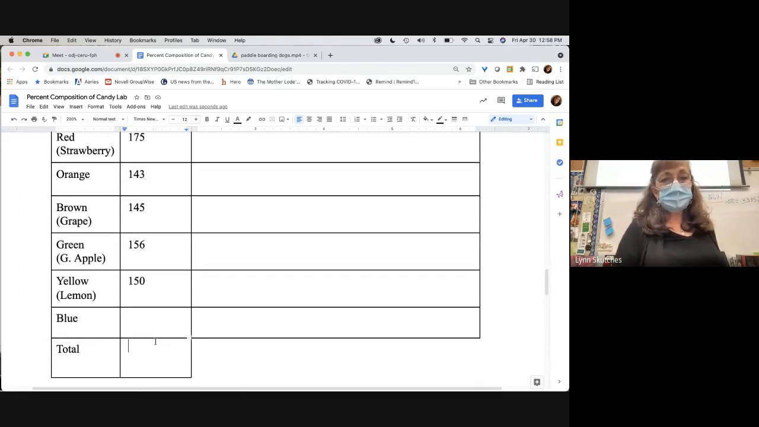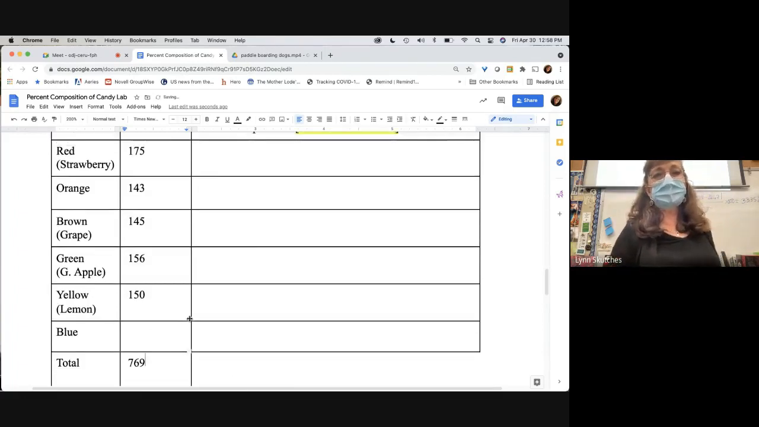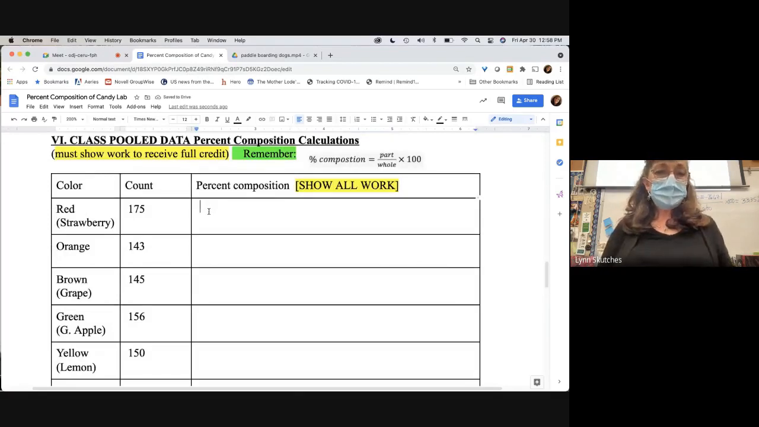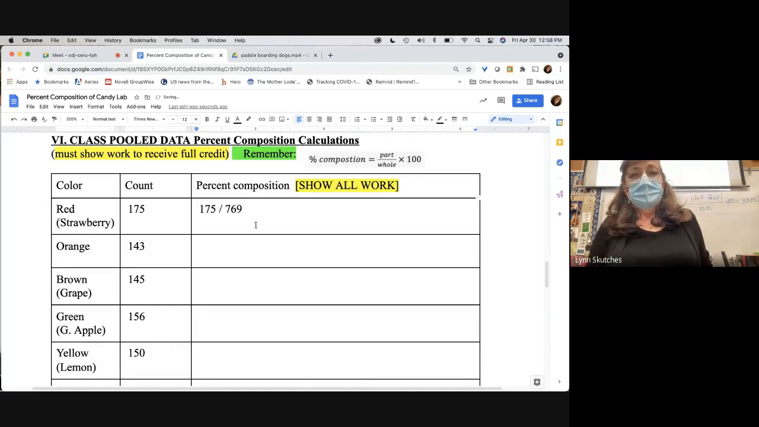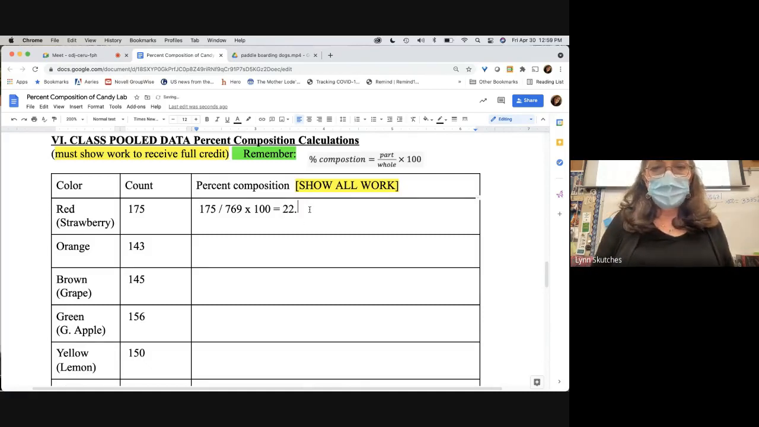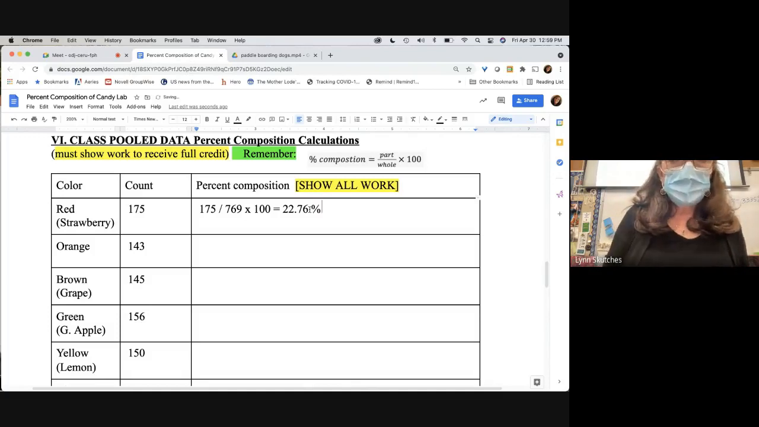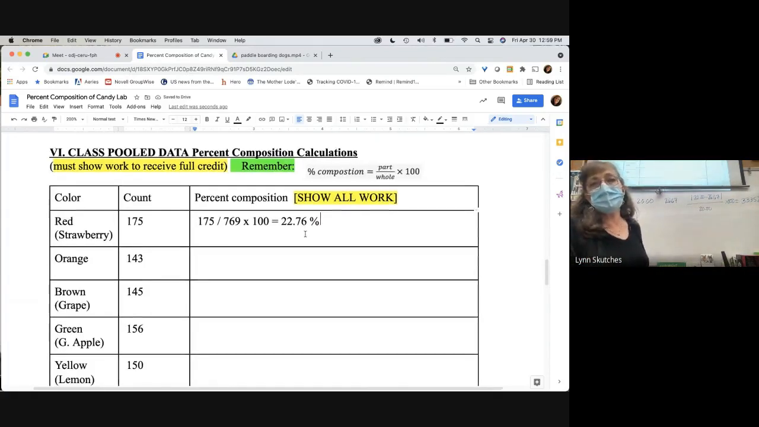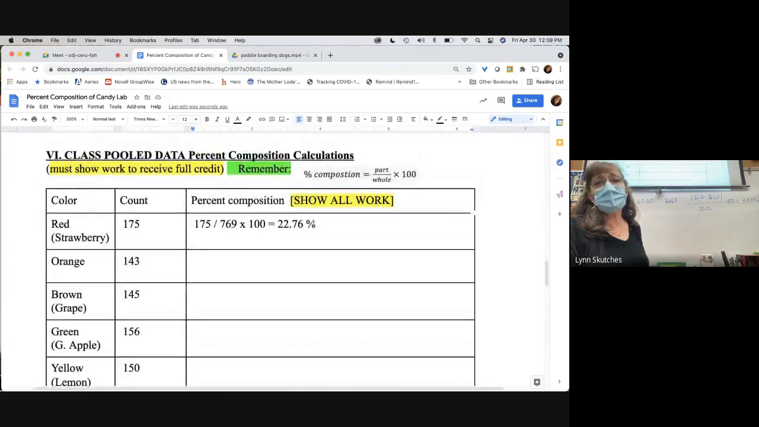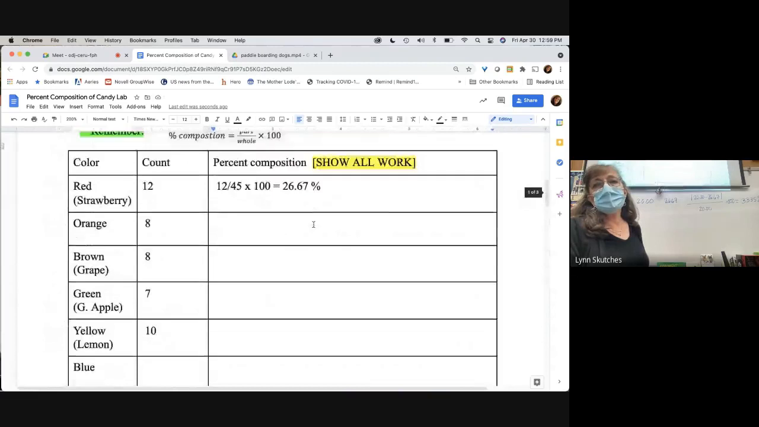All right, nice round number, 769. Boom. So to do the percent composition for the class data, you're going to take the class total and divide it by the class total. So for example, 22.76. When we pool everybody's strawberry Skittles together, we got 22.76%. That's closer to 20% than my little cup.